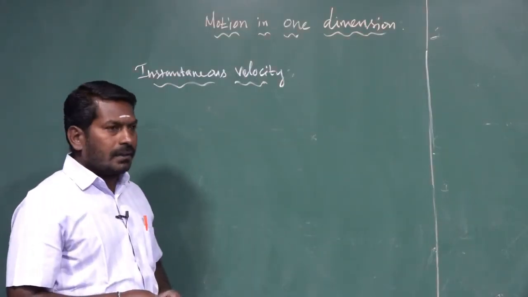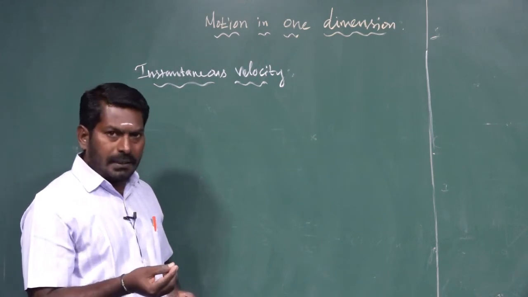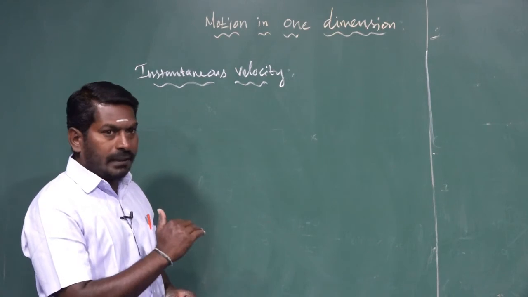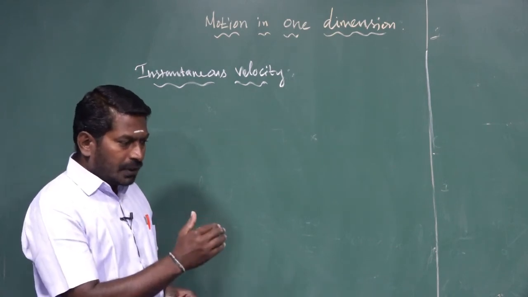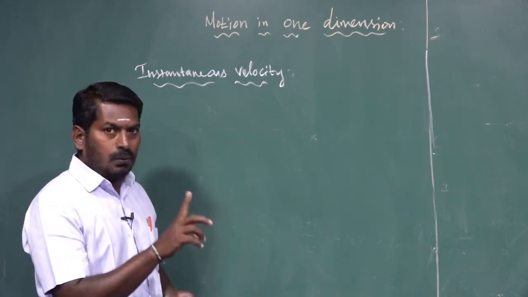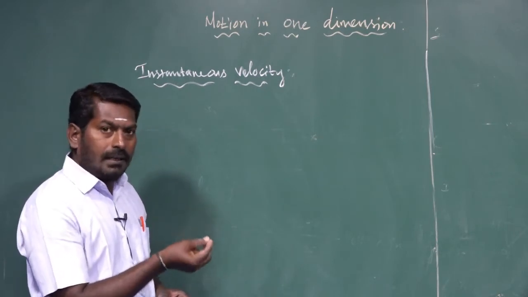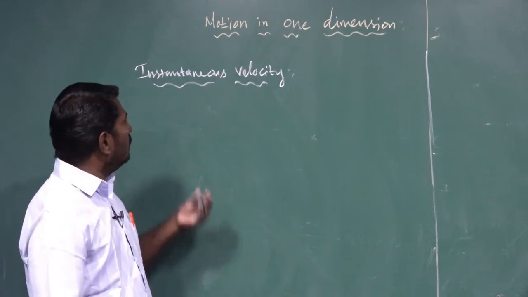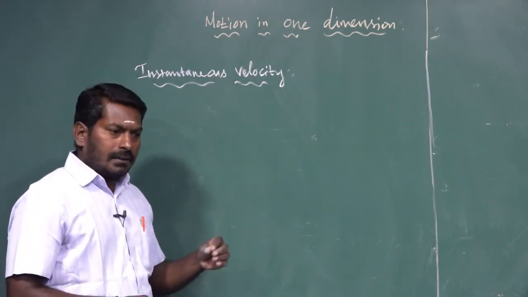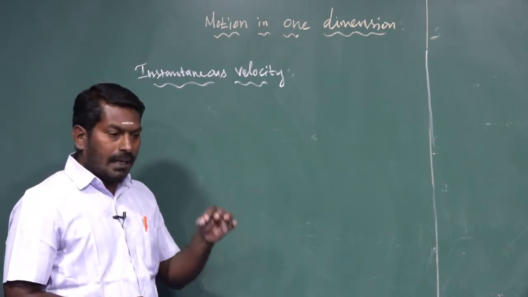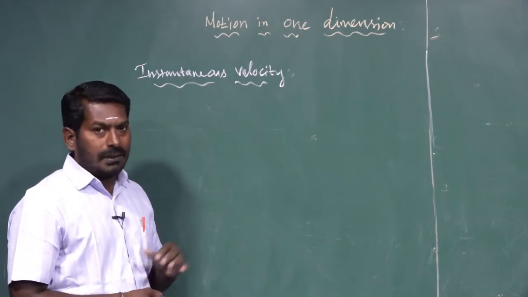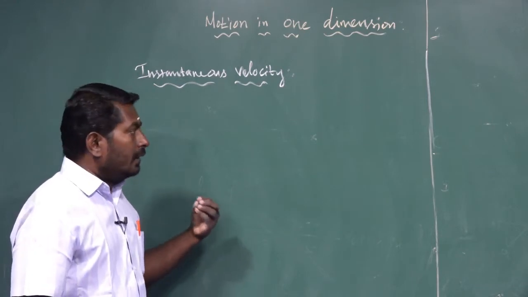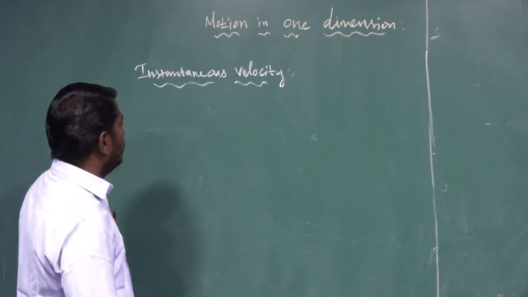Dear students, motion in one dimension: let me assume a particle or a body traveling along only one coordinate axis, so that the position of the object varies with respect to time along only one coordinate axis. Then the motion of your particle or body is said to be motion in one dimension. Already you know about instantaneous velocity: the velocity of your body at that instant of time during its motion is called instantaneous velocity.